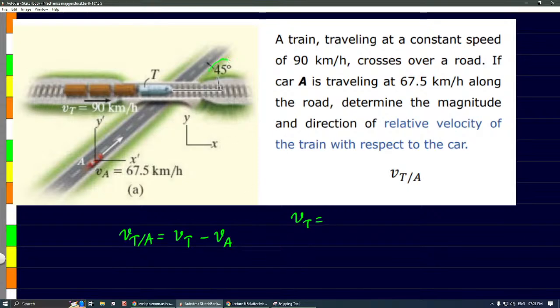Now look here, a 45-degree angle is given, right? So we have to take some fixed reference. I think this is the observer, so with respect to this, we need to measure it. V_T will be only in the x direction, so that means it will be 90 i, right?